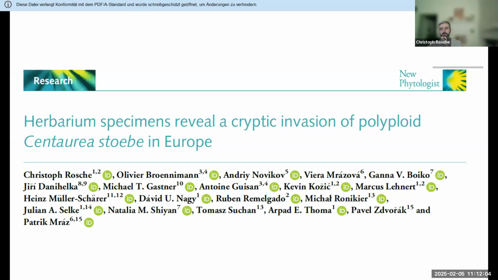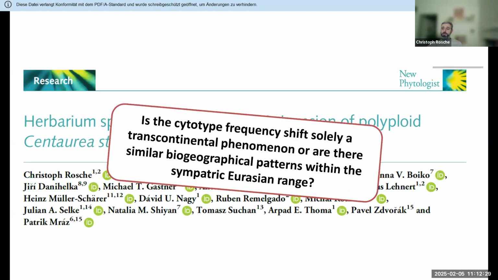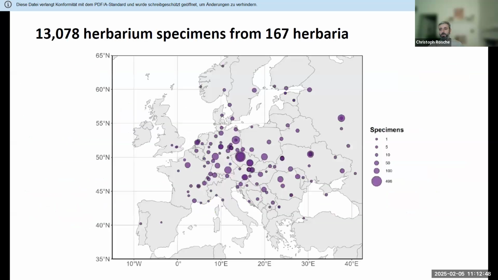The following slides will present results from a current paper, which we just published in New Phytologist a month ago. In this study, we investigated whether Centaurea stoebe has expanded into European areas where it was not originally native. And if so, did both cytotypes expand equally, or has there been a cytotype shift in Europe? More specifically, the question is about the cytotype frequency shift, the invasion of North America by only tetraploids: is this solely a transcontinental phenomenon, or are there similar biogeographical patterns within the sympatric European or Eurasian range?